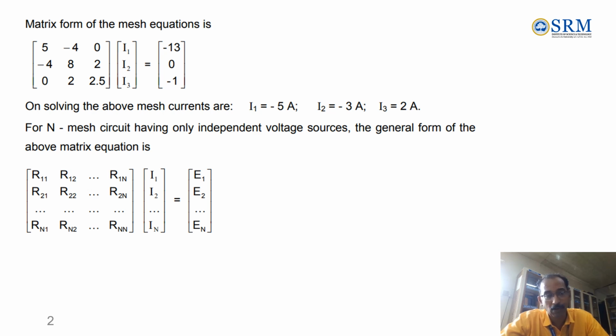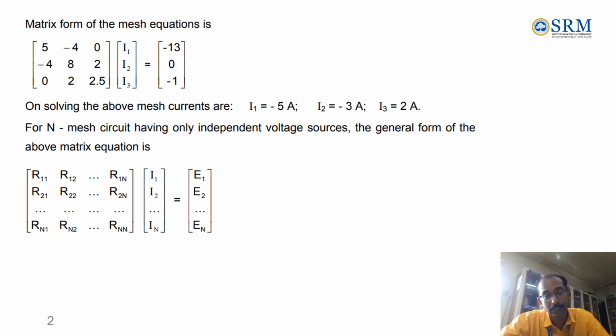So all the diagonal values are always positive irrespective of the current direction which you are assuming, whether it is clockwise or anti-clockwise. Look at the off diagonal elements, minus 4, 0 in the upper half, and in the lower half minus 4, 0. The upper half and lower half element values depend on the current direction which you are assuming. For example, here R12 is the resistance connected between the first mesh and second mesh. If both the currents are coming towards the resistance, you can substitute a positive value. Mesh currents I1 and I2 are both opposing. Here it is minus 4.